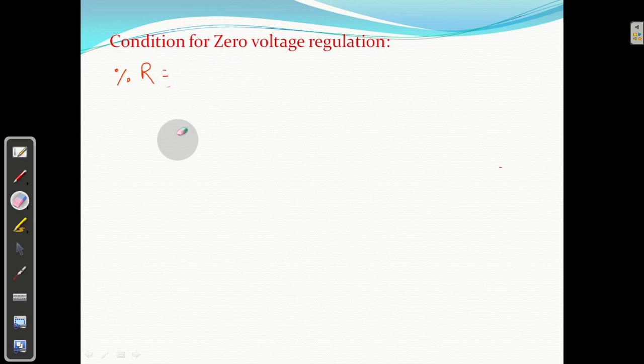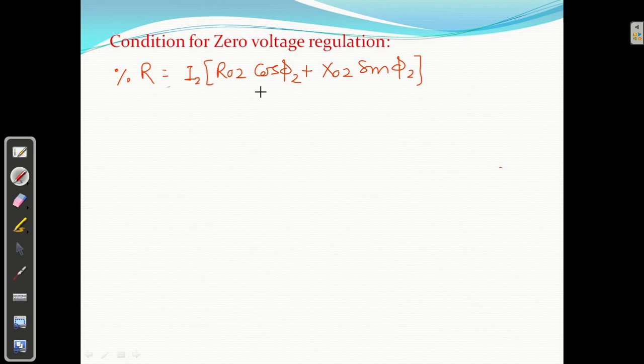Okay. What is the formula we have? Regulation = (I2 R02 cos phi 2 ± I2 X02 sin phi 2) / E2. That is the formula for percentage regulation.